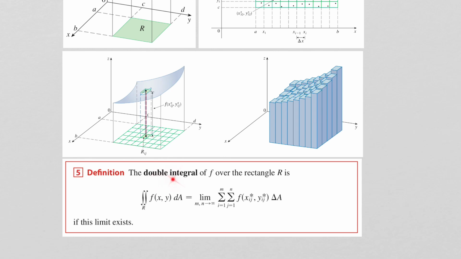So we define the double integral of f over some rectangular region R to be the double integral, notice we have 2 integral signs here, over that rectangle of the function f of x y, and then dA stands for dx dy, basically. And we can do this as a limit of 2 sums as m and n go to infinity. Now we're not going to worry too much about this definition here. We're going to concern ourselves more with just evaluating these double integrals.